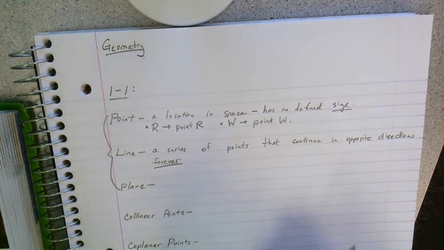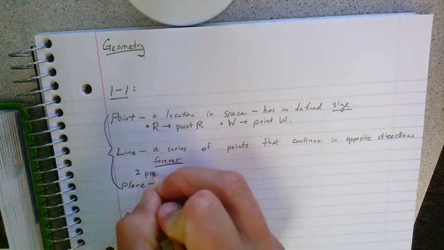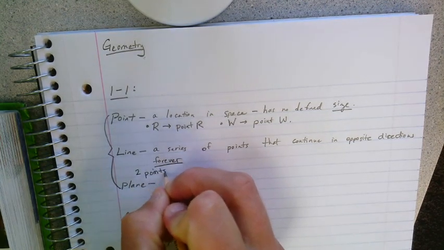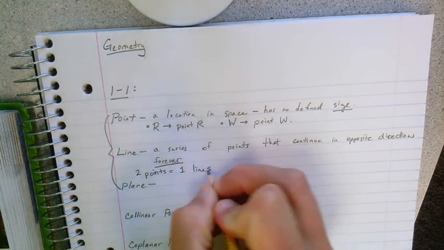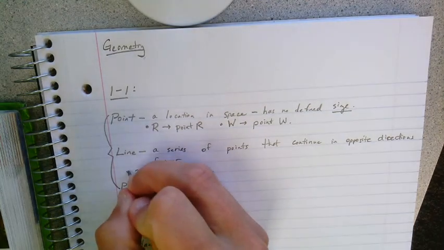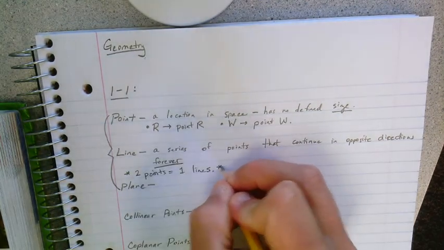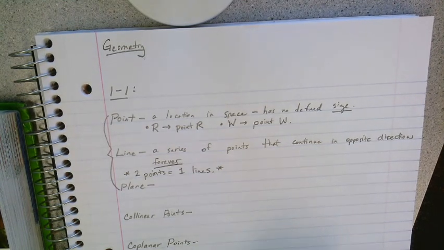Now, how many points make up a line? Well, I hope you know that 2 points help to define one line. Can there be more than 2 points on a line? Yes. But this is what we call our first postulate. A postulate is an accepted rule of geometry. We don't have to prove it. It's a starting point. So 2 points make one line.